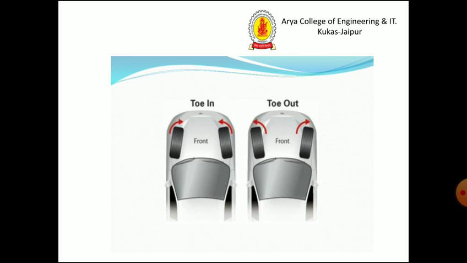It is shown in the figure: if we look at the wheels from the front, and both wheels are pointing towards the center of the vehicle, then it is toe-in, and if they are pointing outwards from the center of the vehicle, then it is known as toe-out.